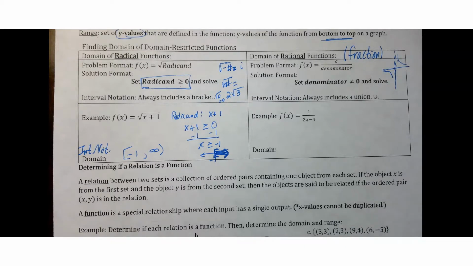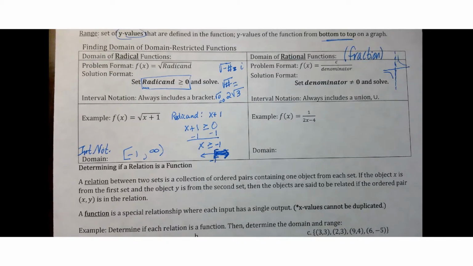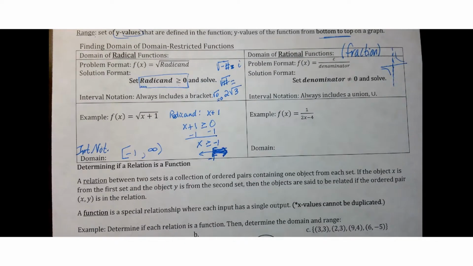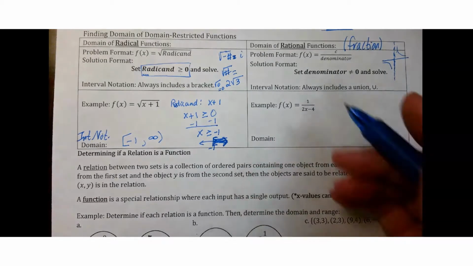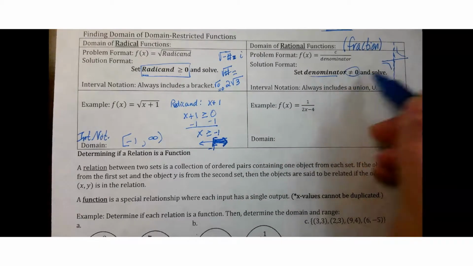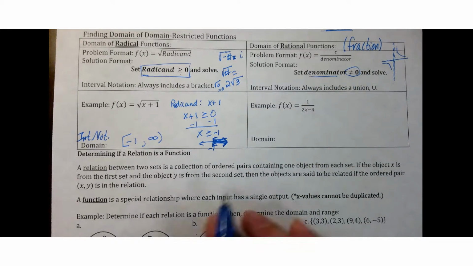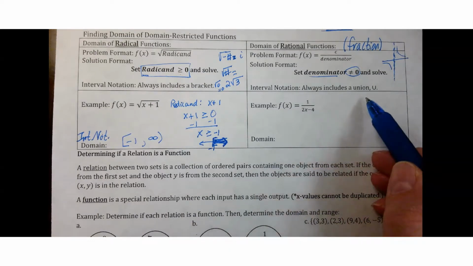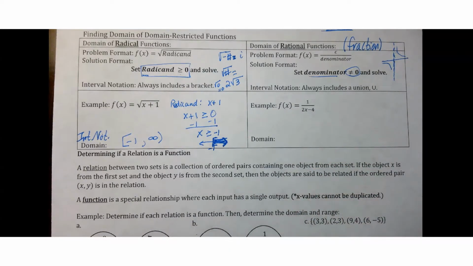Think back to the slope. Remember when we were doing slope of lines and we had a 0 in the denominator? It was undefined. And that's because you cannot have a 0 in the denominator. So the setup for this is you set the denominator not equal to 0 and you solve. Our interval notation is going to include this union because we're skipping over some number. We're saying that there's some number there that's going to make that denominator 0.